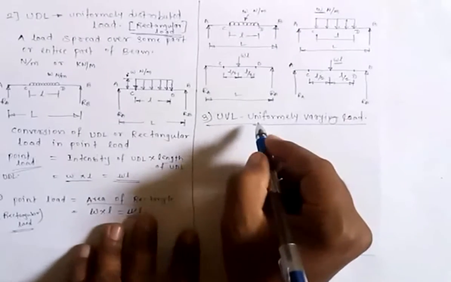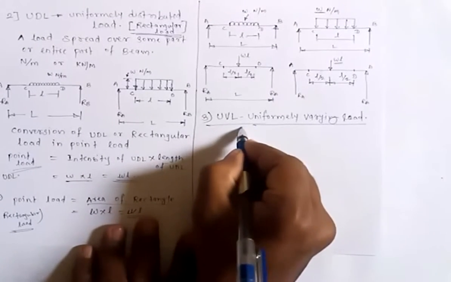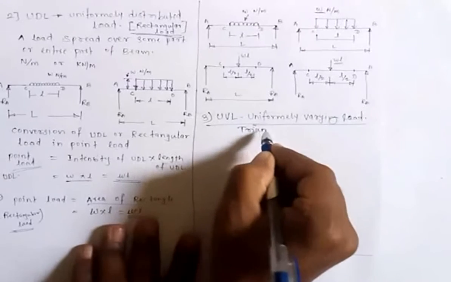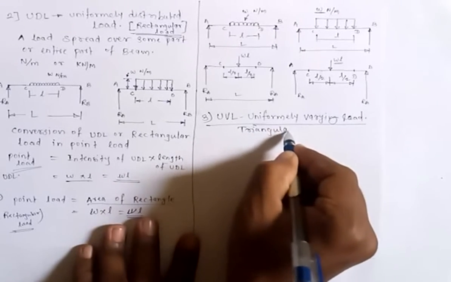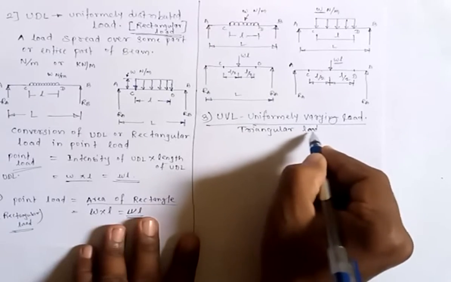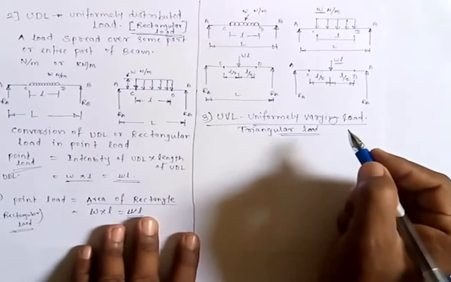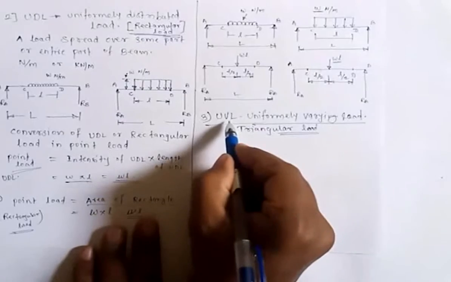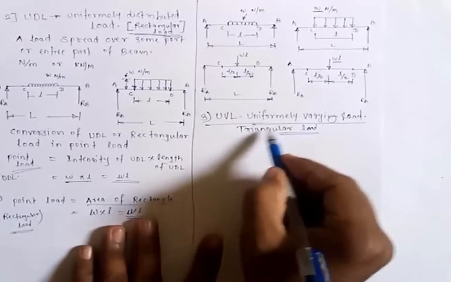Sometimes it is also called triangular load. So this is triangular load. Now what exactly is this UVL or triangular load?